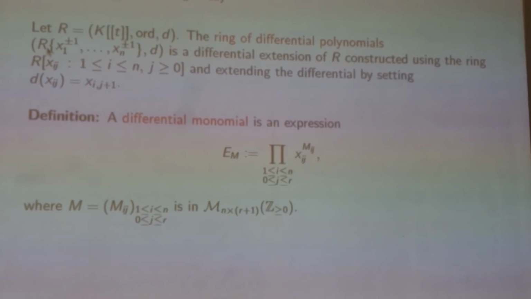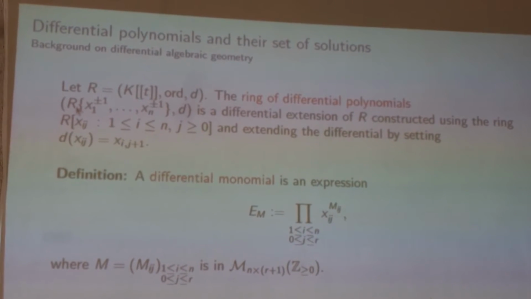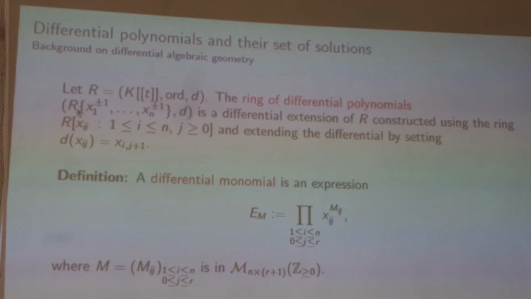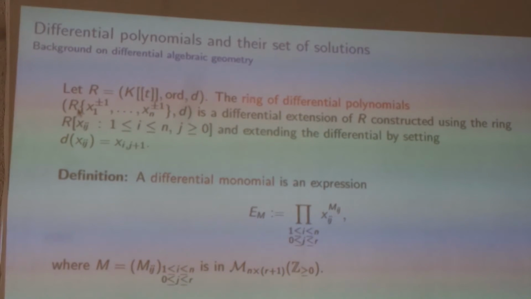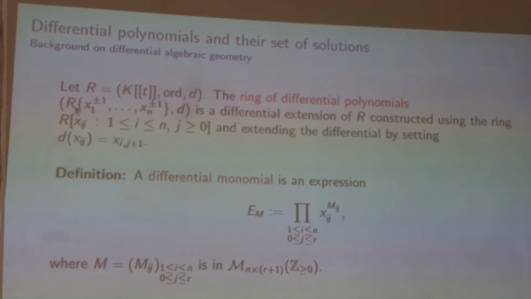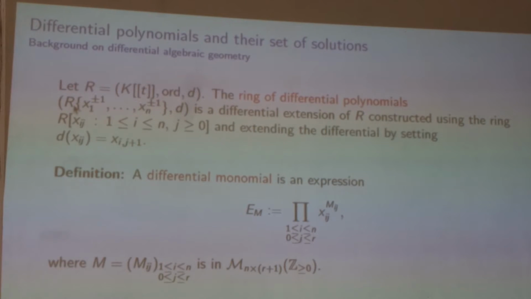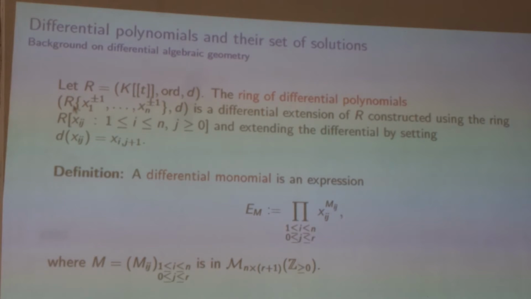So I will introduce what a differential monomial is in order to simplify the discussion. A differential monomial is a formal expression which is built using a matrix with entries in the non-negative integers and of dimension n times n plus 1. It's just a product of variables, and j keeps track of the order of the derivative, and this is the power of that order of the derivative.